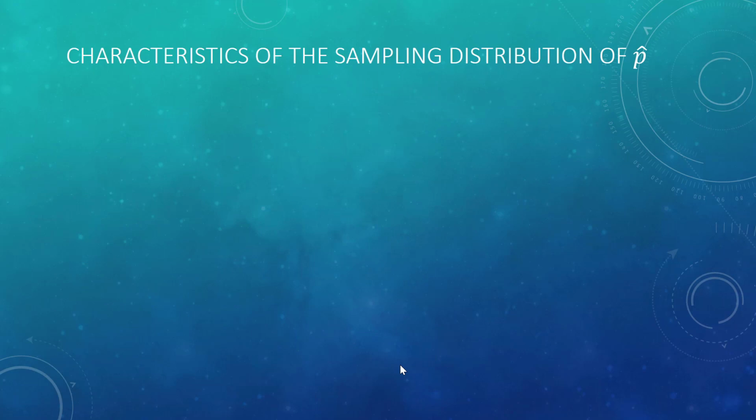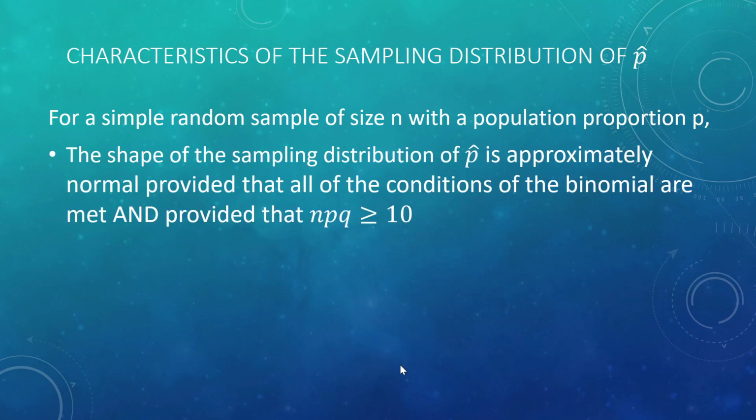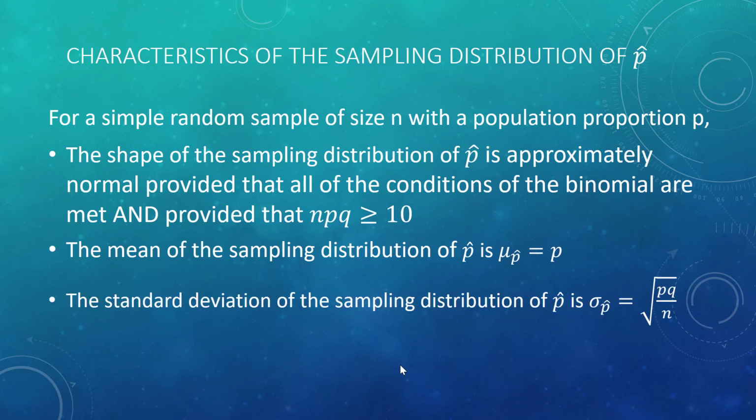So here are the characteristics of our sampling distribution of p hat. For a simple random sample of size n with a population proportion p, the shape of the sampling distribution of p hat is approximately normal, provided that all of the conditions of the binomial are met, and provided that npq is greater than or equal to 10. If that's true, then we know that the mean of our sampling distribution of p hat is mu sub p hat equals p, the population proportion, and the standard deviation, again, is equal to the square root of pq over n.